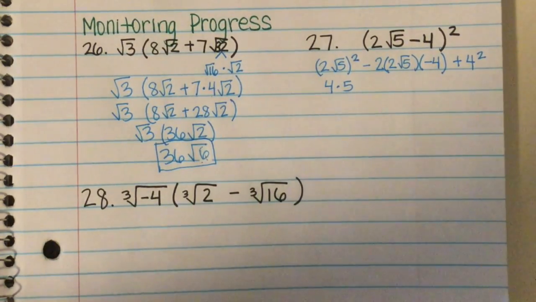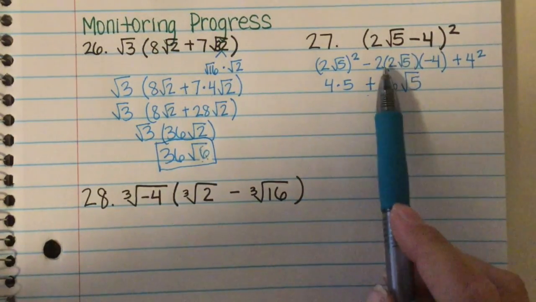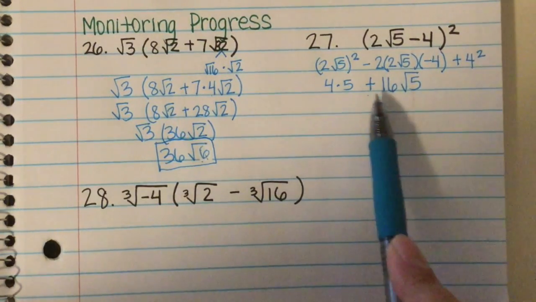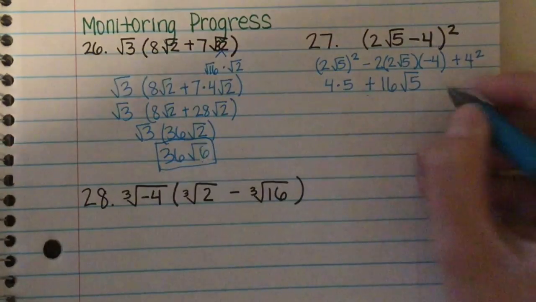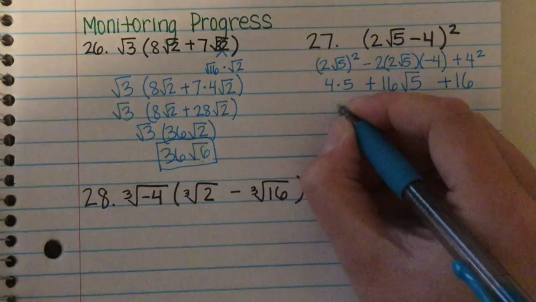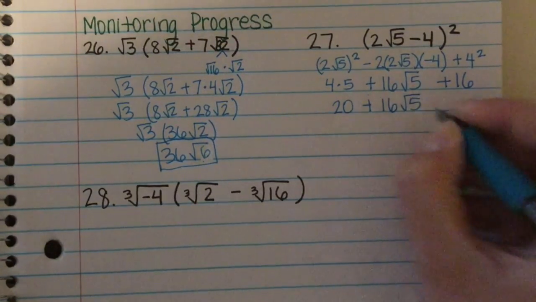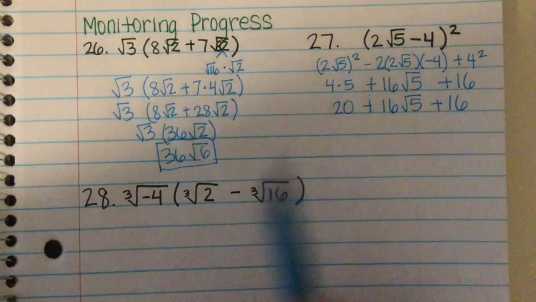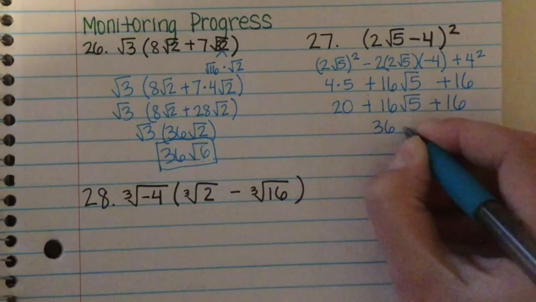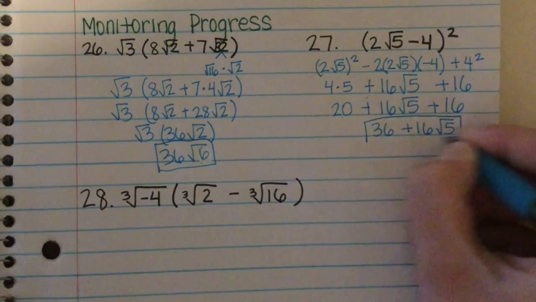2 square root of 5 squared is 4 times 5. And then I'm going to be adding 16 square root of 5 because I have negative 2 times 2, which is negative 4, times negative 4 gives me a positive 16 square root of 5. And then at the end, I will be adding 16. 4 times 5 is 20. Everything else will stay the same. And now the only thing I can combine is 20 plus 16, which gives me 36 plus 16 square root 5. And that is my final answer.